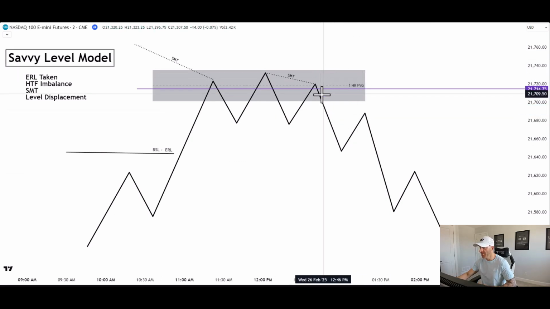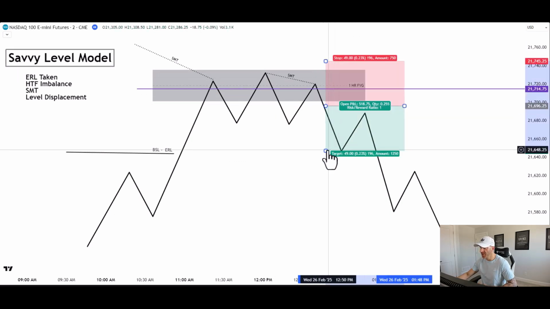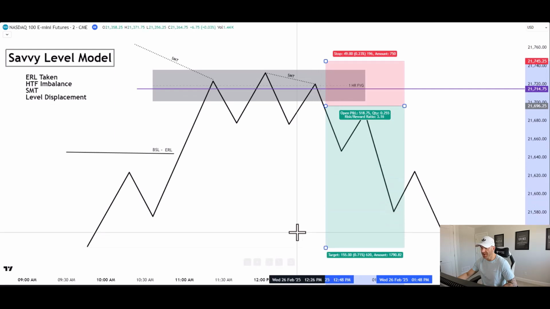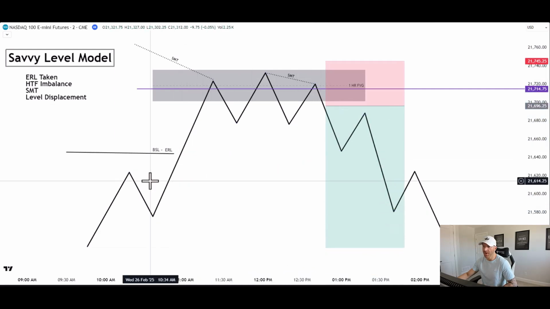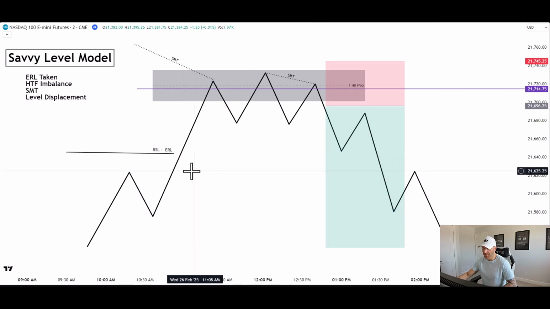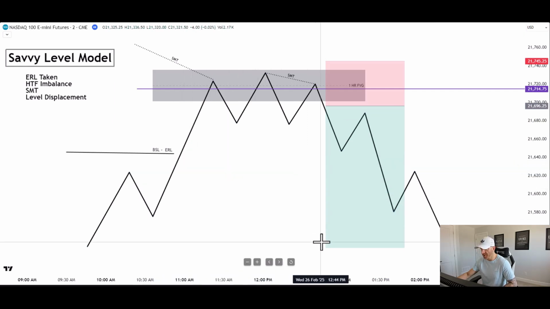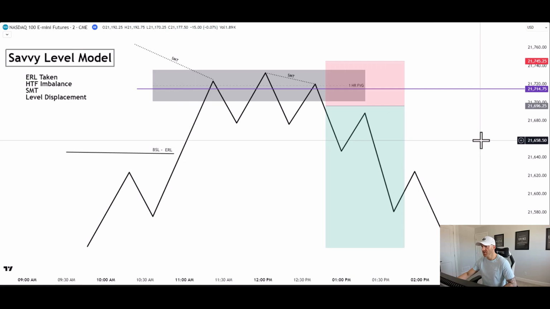So you would enter obviously right here, and your target would be the liquidity down here. Now you would be scaling out along the way. Obviously, if we have some sell side liquidity, you always scale profits out, but the final target would be down at the lower liquidity. So, this is the blueprint for the entry model. It's A plus. I trade this every time I see it.